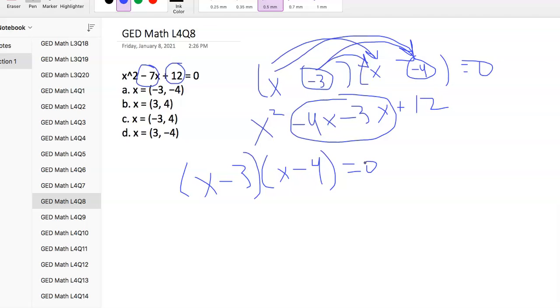equals 0. Now, what we're trying to figure out is, if the number inside of one of these parentheses is 0, then whatever is inside of the other one won't matter, because the answer is going to be 0, since 0 times anything is 0. So if x is 3, then 3 minus 3 is 0, and the solution will be 0. So one of the answers for x is 3.